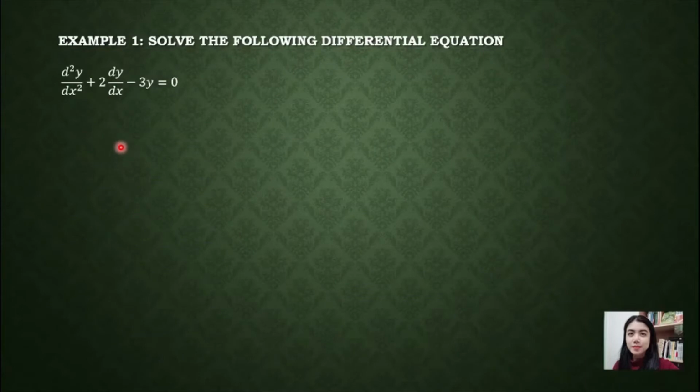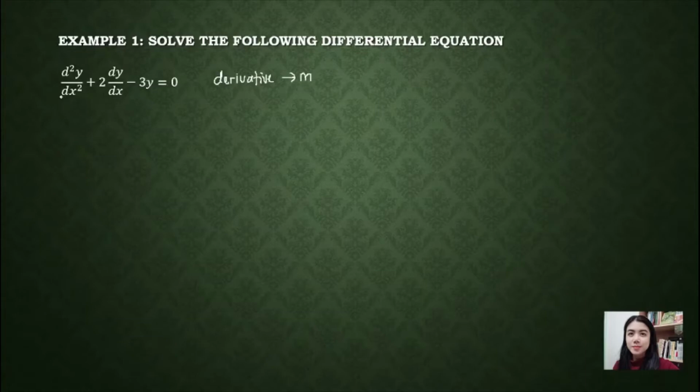Now we come to the first example. Before we solve the first example, the thing that you have to remember is that you have to change these differential equations into the auxiliary equations. The way to change this equation into an auxiliary equation is, you just have to let the derivative equal to m. So you just have to change the derivative into m.